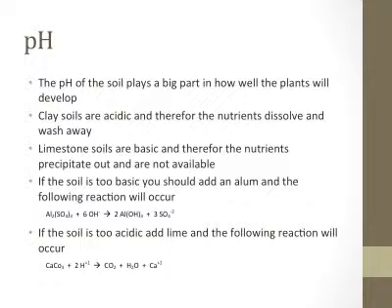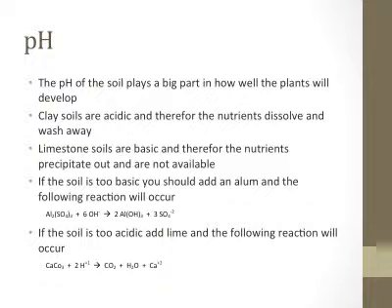Another thing that plays a big part in plants is the pH. The pH of the soil will determine a lot of times how well the plants will grow, how big they will grow, how strong they will be, how healthy their products will be, how nice looking they will be, and so on. Around here we have clay soil, right? Soil high in clay is usually very acidic, and therefore the nutrients will dissolve and wash away relatively quickly, which is why we have erosion issues around here.